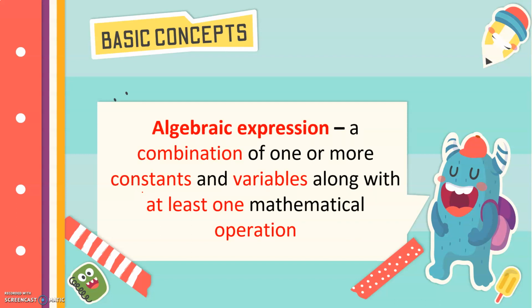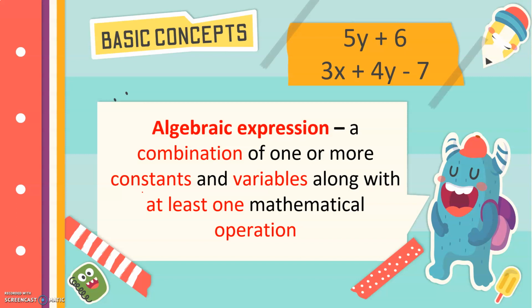Algebraic expression. It is a combination of one or more constants and variables along with at least one mathematical operation. Examples are 5y plus 6 and 3x plus 4y minus 7.